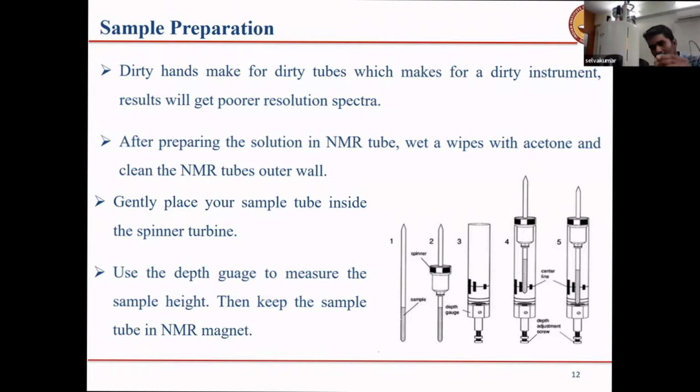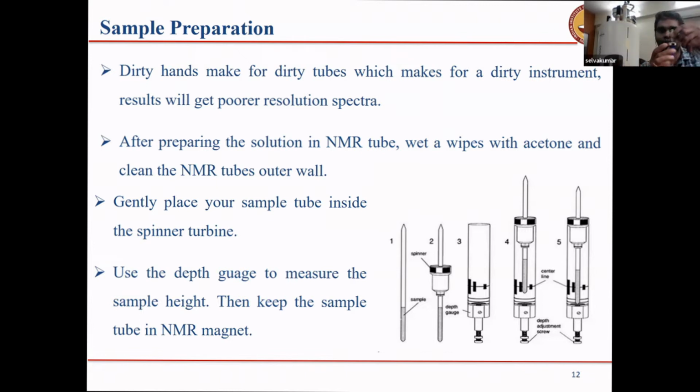See, this is the spinner. Here, this is the already prepared good NMR solution. This is the depth gauge. Okay, this is our NMR solution. So we need to insert it like this, and this is the depth gauge. We need to measure the height. This height should be at the center. You can see this mark. If it is not at the center, you won't get proper shimming. Okay, so like this, we need to measure. This is the depth gauge, and this is the spinner.